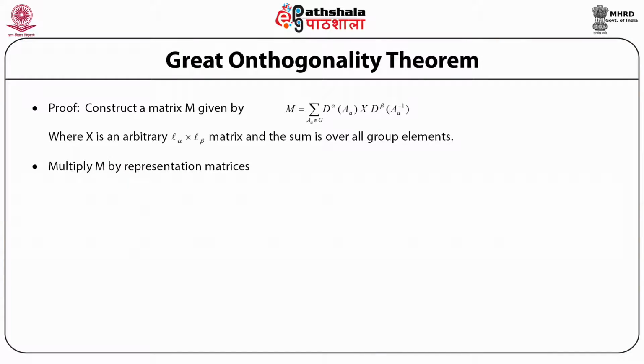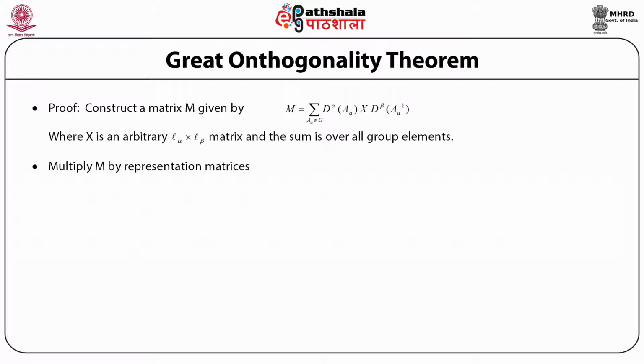So this relationship helps us in determining whether the representation is irreducible and how many irreducible representations there are for a given group representation. I will now prove the great orthogonality theorem.